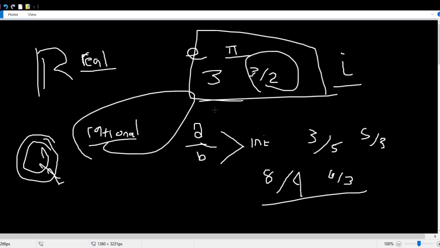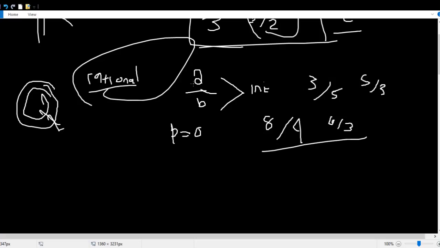What's not rational, however, is when b equals 0, because if b equals 0, then you have something divided by 0, which is not necessarily well defined in mathematics most of the time. And that's why, as long as b is not 0, and a and b are both integers, you'll come out with a rational value per definition.